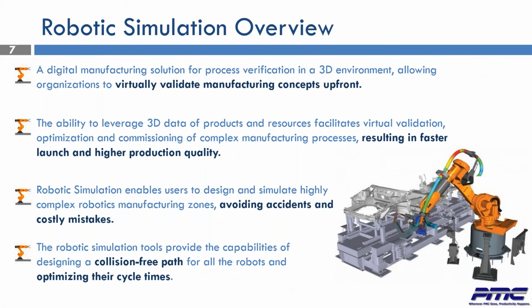So robotic simulation is a digital manufacturing solution that allows us to build, test, and validate a 3D manufacturing environment and to perform simulation of industrial robots. So here we are able to simulate complex robot work scenarios. We can check for interlock conditions. We can check for possible mechanical interferences and also cycle time optimization.